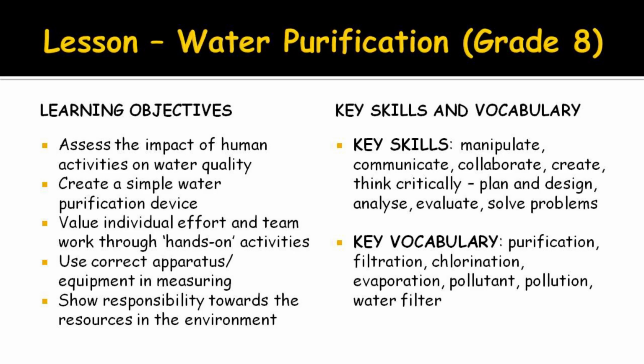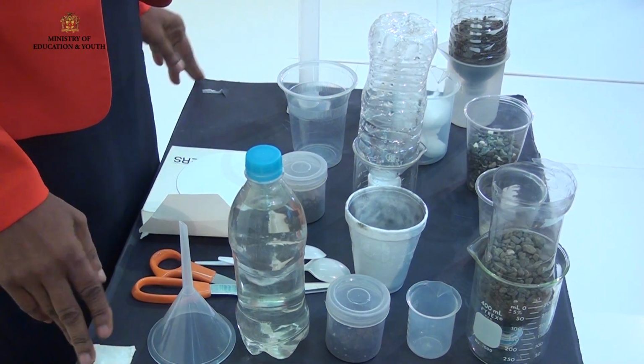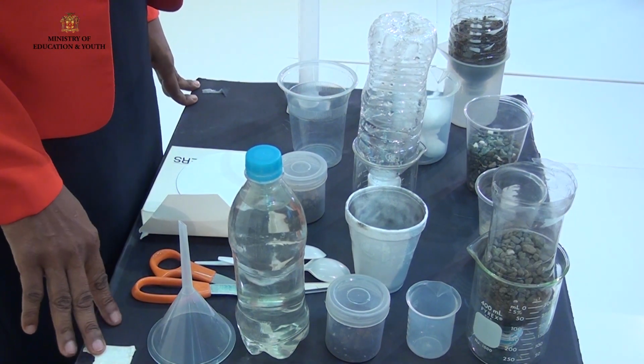As you can see, our objectives should cater for different domains. So we have objectives catering to the cognitive domain, where students will be able to assess the impact of activities on water quality, and to also create a water purification device. The objectives will also cater to the affective domain and the psychomotor domain, as you can see listed. So they should be able to show responsibility towards the use of resources in the environment, work together as a team through hands-on activities, and of course, use some of the same apparatus as shown on this table.